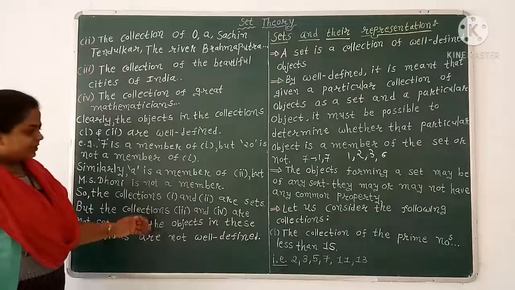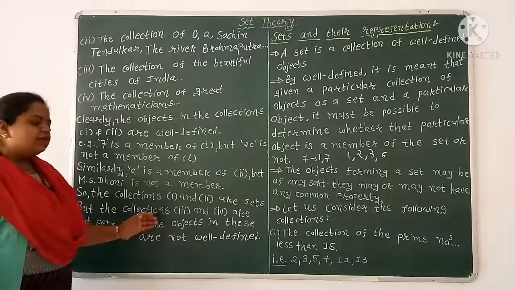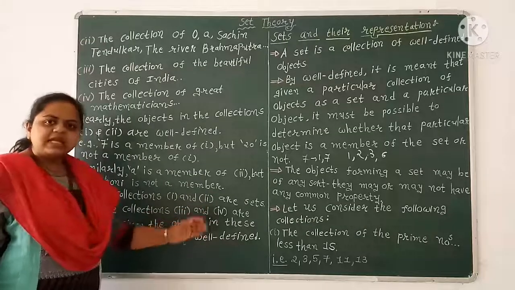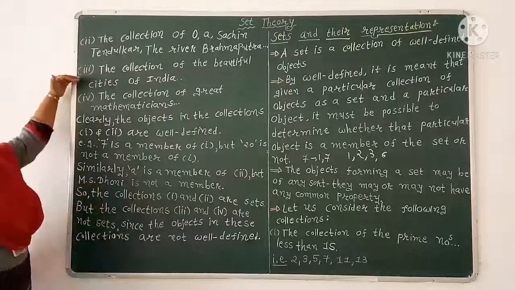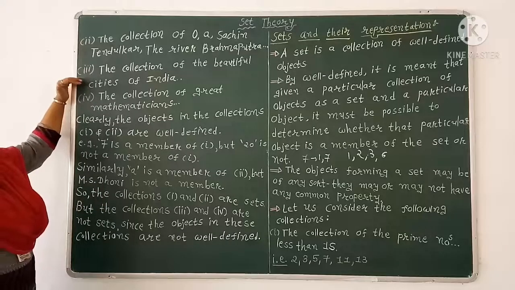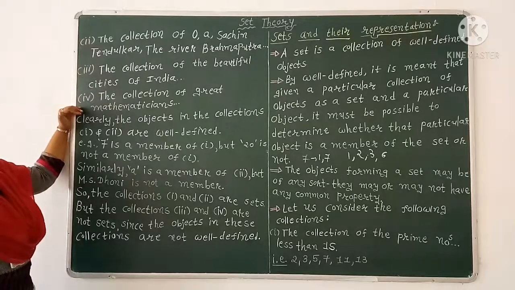But collections 3 and 4 are not sets since the objects in these collections are not well defined, because in collection 3 we have given the collection of the beautiful cities of India, and as we know, there are many beautiful cities in India. And number 4, the collection of great mathematicians, and we know that there are so many great mathematicians in the world.